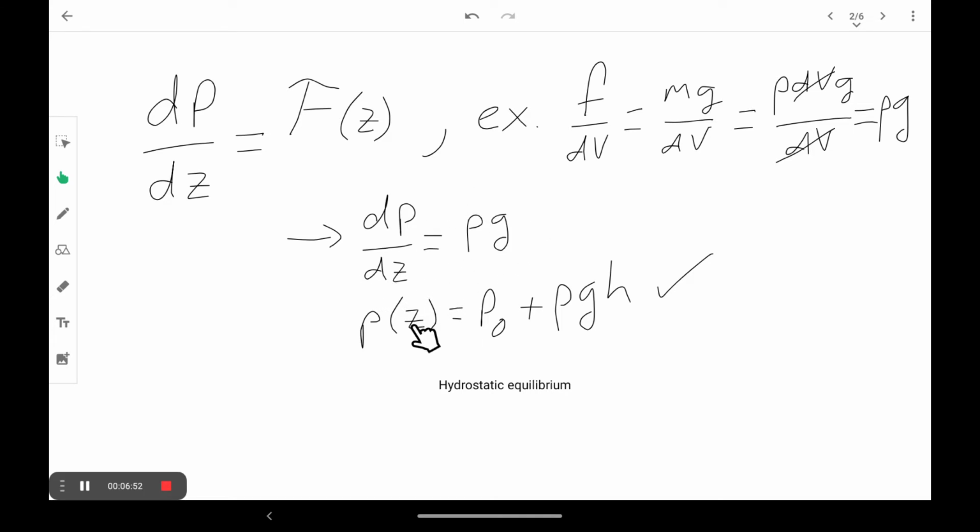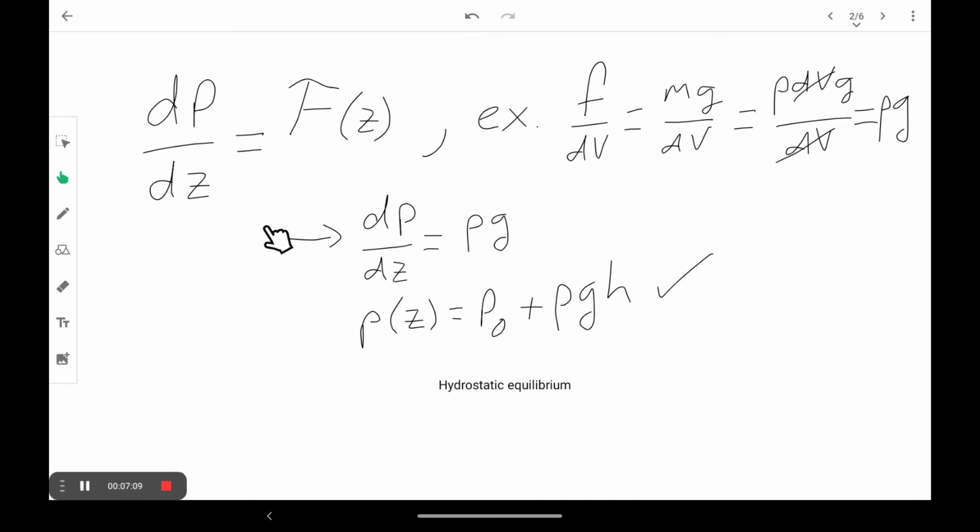Now if we plug that into this equation, dP dz equals rho g, and multiply the dz up and then integrate both sides, that's going to give us our familiar pressure equation, considering a depth alone. And so this checks out for that particular case, and we call that hydrostatic equilibrium.